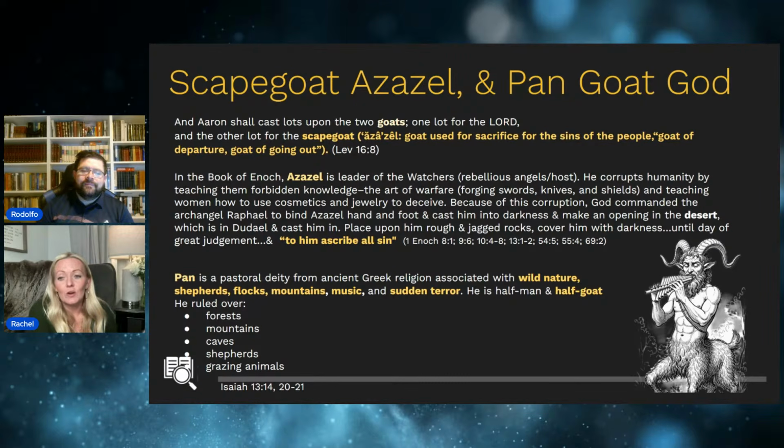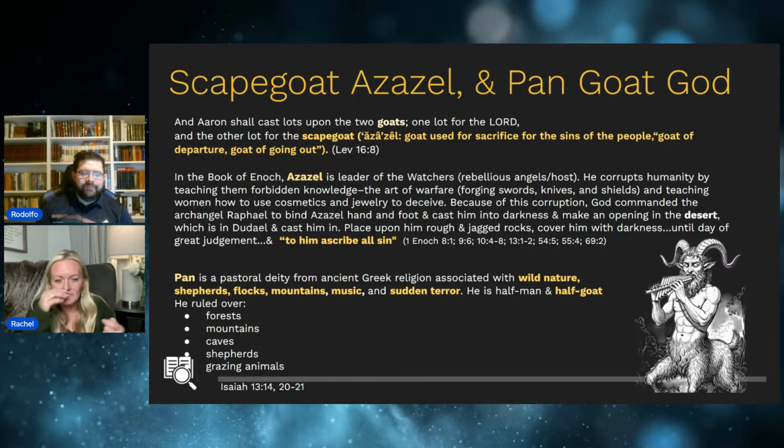He corrupts humanity himself by teaching forbidden knowledge and the art of warfare. And he teaches women how to use cosmetics and jewelry to deceive. Because of this corruption, he's bound and cast into darkness. Raphael, one of the archangels, is told to make an opening in the desert, which is in Dudael, and cast him in it. Place him upon rough and jagged rocks and cover him with darkness until the day of great judgment, and to him ascribe all sin.